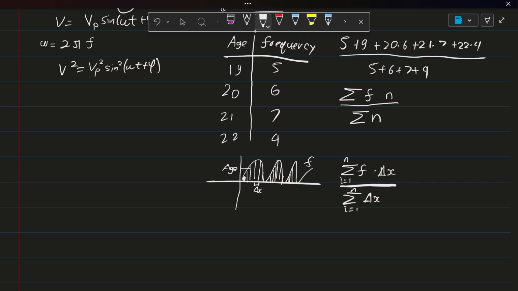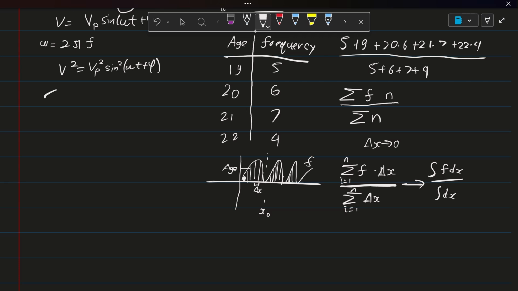Now, if you take the limit for delta x going nearer to 0, but also remember that the n here will be dependent on which position I denote as my final position, this would turn into the integral of the function dx over the integral of dx. So this is the idea of how you take averages. So we could now implement this into our sine squared function.